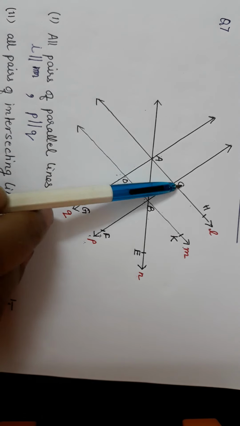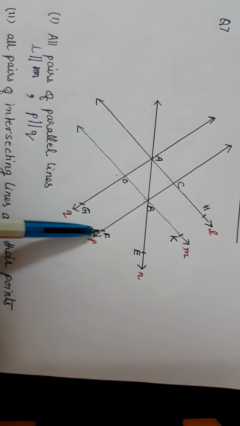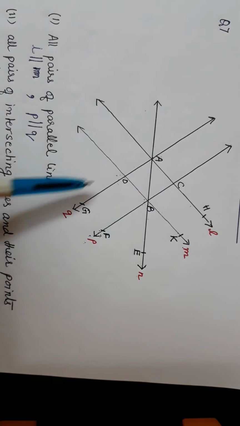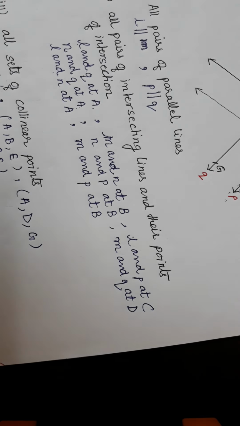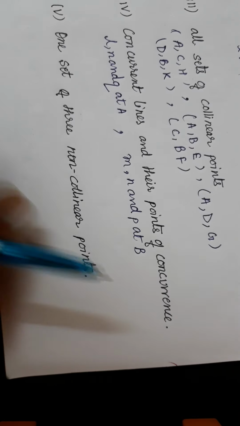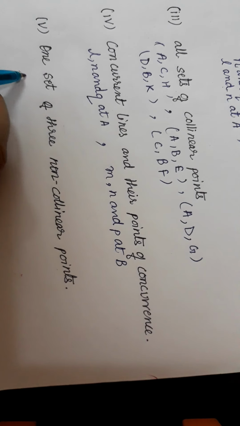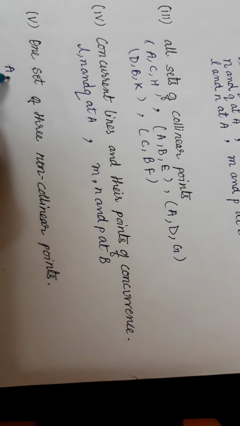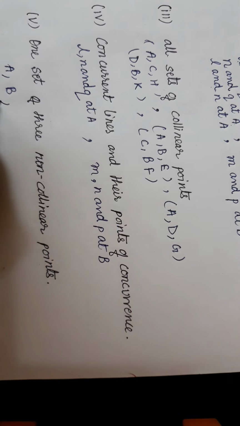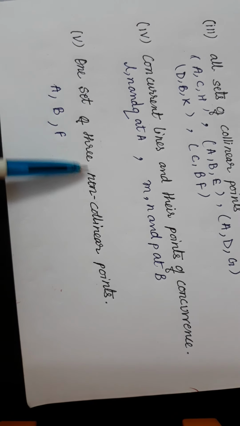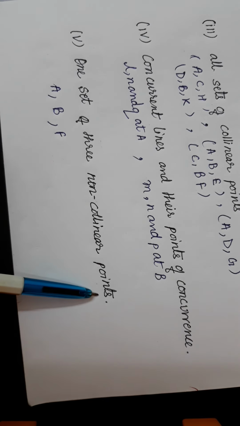Similarly, you can say A, C, K or A, F, H or A, D, F. So for non-collinear points, we can write any name by which we can have those who are not lying on the same plane. So I can just write A, any 3 points or 4 points we can take which are not lying on the same plane. So I can take A, I can take B, and I can take F. So these are my one set of 3 non-collinear points.